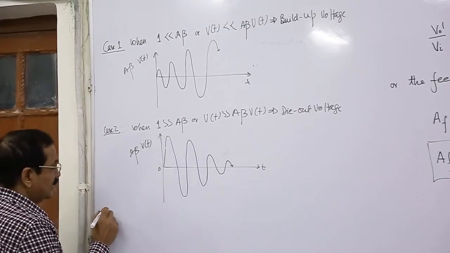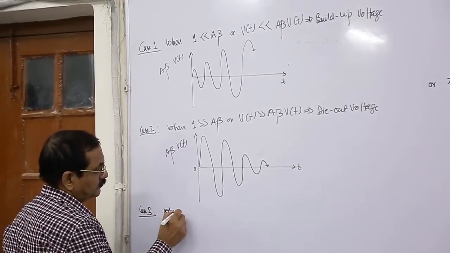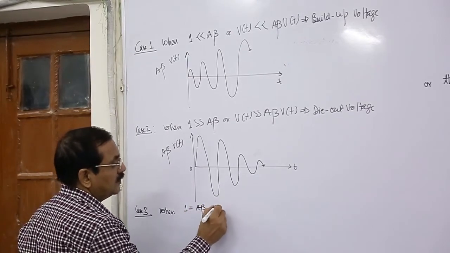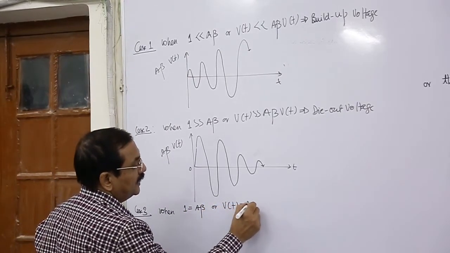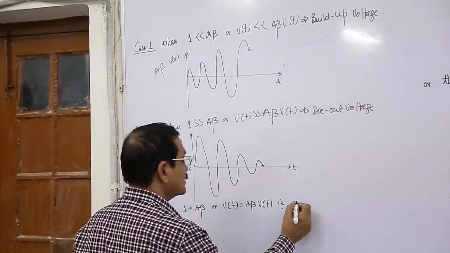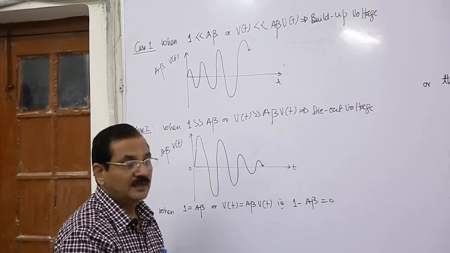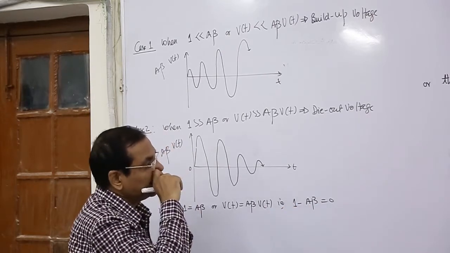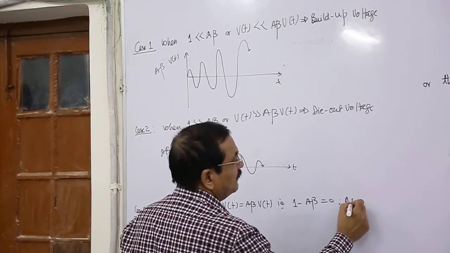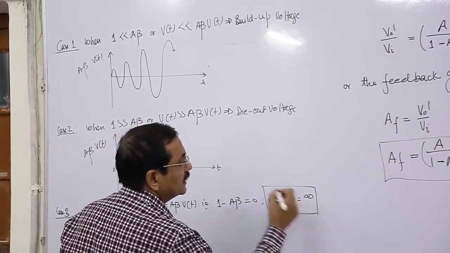The third and final case, case 3, is when 1 is equal to A beta, or Vt is equal to A beta Vt, that is 1 minus A beta is equal to 0. If this is equal to 0, then what will happen? From this expression, AF is equal to A upon 0, that is infinity.